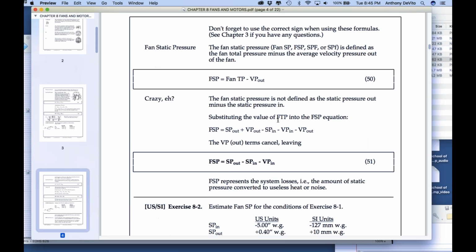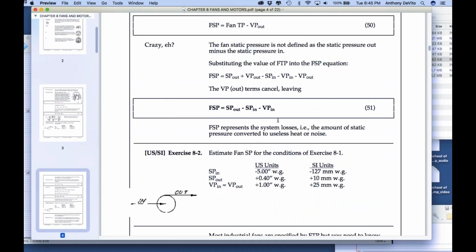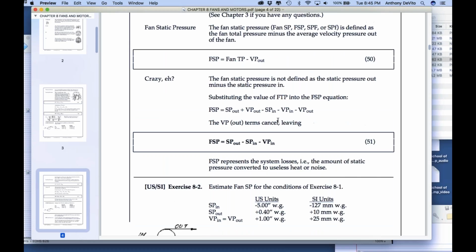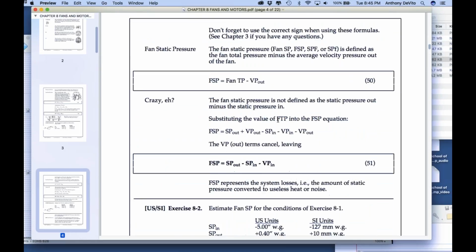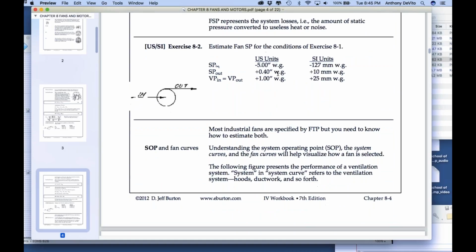90% of the time, the manufacturer is going to want to know something simpler. He's going to want to know the fan total pressure. Sometimes, occasionally, just so you know about it, they'll want to know the fan static pressure. What do you need to do this? Just remember these two formulas. Remember these two formulas, and you can calculate the fan total pressure and the fan static pressure. This shouldn't be a stranger. This is your book I'm working with right now.